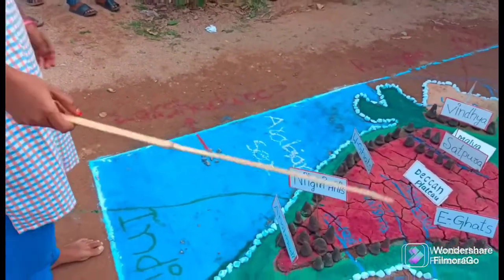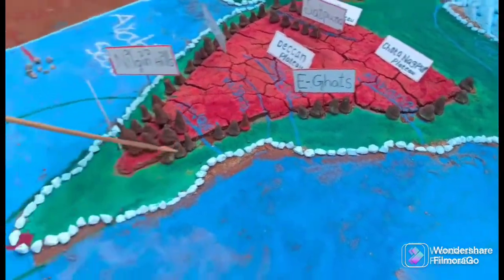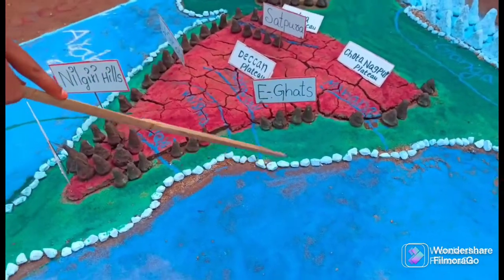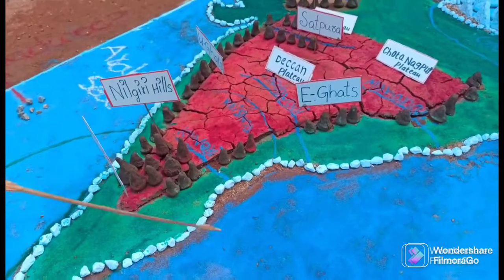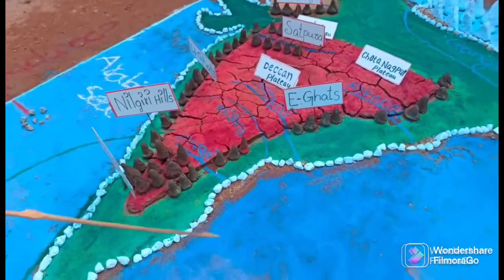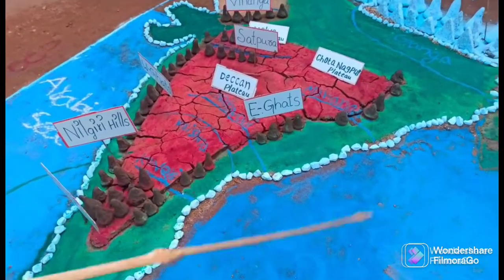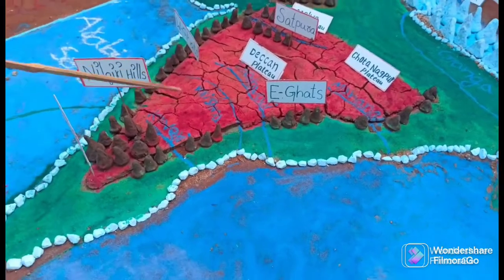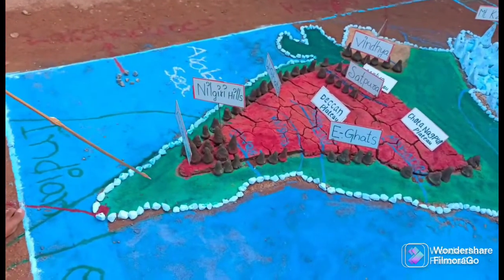We come to the East Coastal Plain. It stretches from the Mahanadi to the Kaveri Delta. This plain is formed by the Mahanadi, Godavari, Krishna and Kaveri rivers, and this plain is very fertile. It is also divided into three parts: Utkal Coast, Sarkar Coast and Coromandel Coast. Utkal Coast touches Odisha, Sarkar Coast touches Andhra Pradesh and Coromandel Coast touches Tamil Nadu.